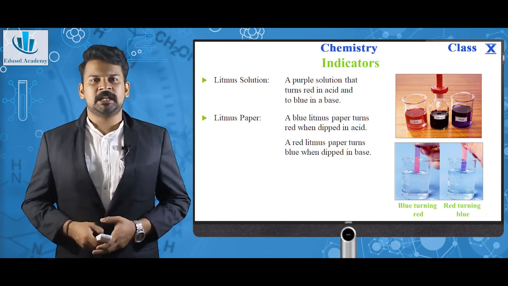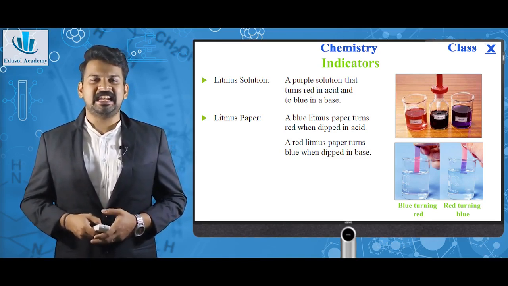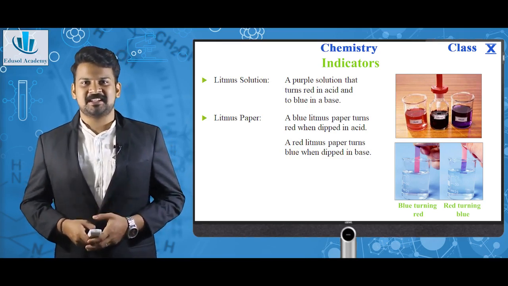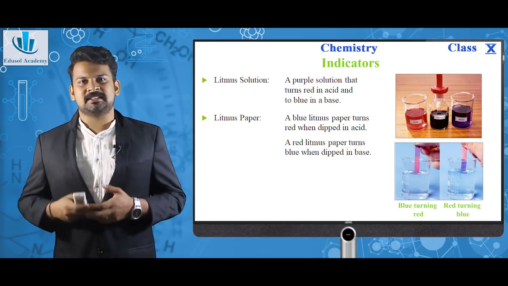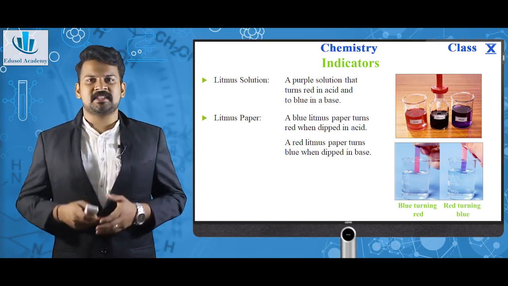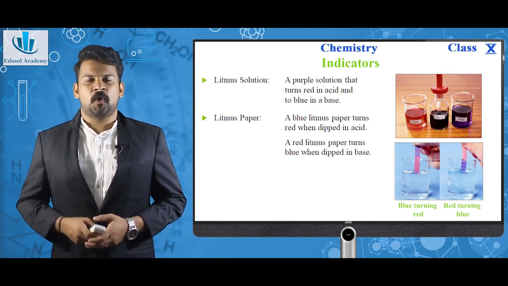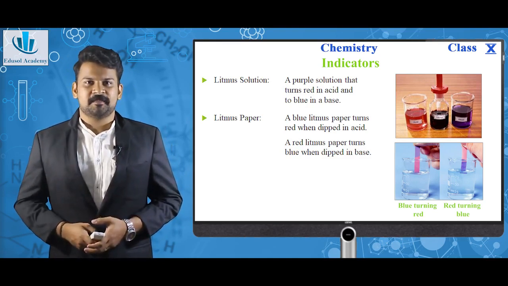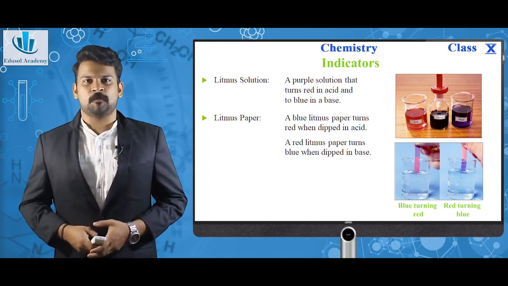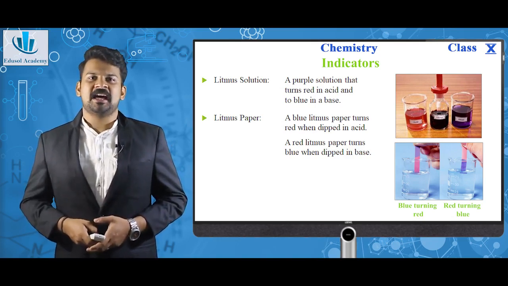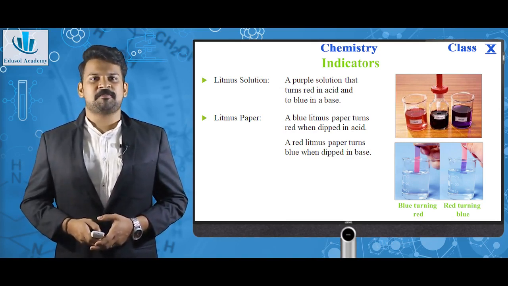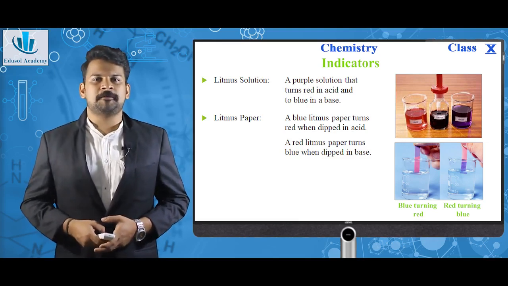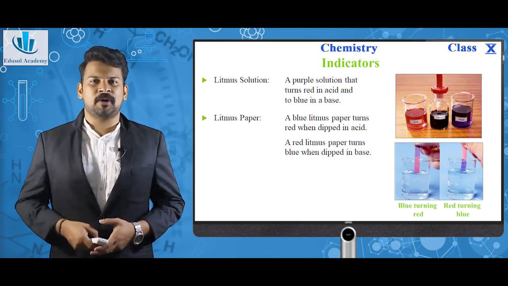For that, we need to refer to certain points like indicators. So what is an indicator? As the name suggests, an indicator is something that indicates what the solution is about, or which depicts the description of a solution. We have different types of indicators: litmus solution, litmus paper, methyl orange, and phenolphthalein. These are the four different categories of indicators that you need to study.